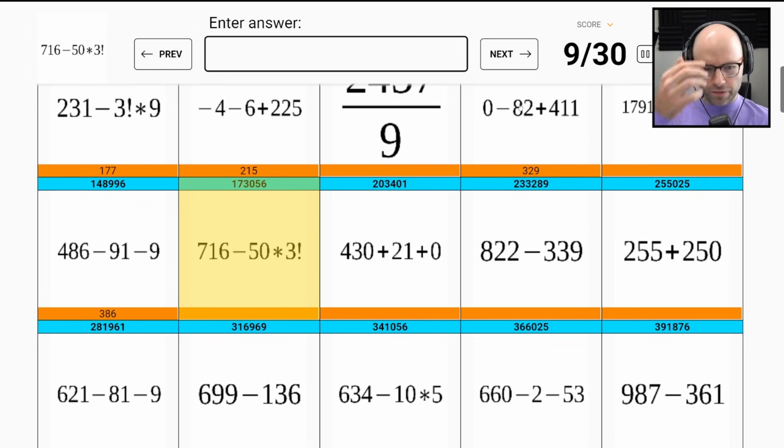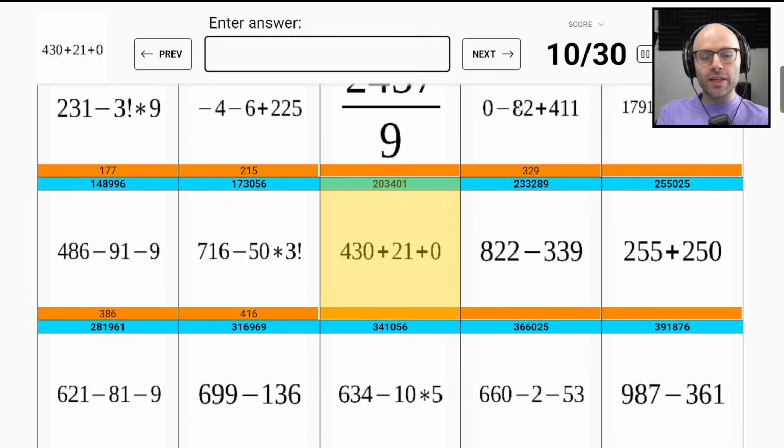50 times 3 is 150. 716 minus 150. 666 minus 100. It's 566. It's a factorial! Oh, I thought it was just excited. 50 times 6. It's 416. It's too easy. It's 451. He's back. He's so back.